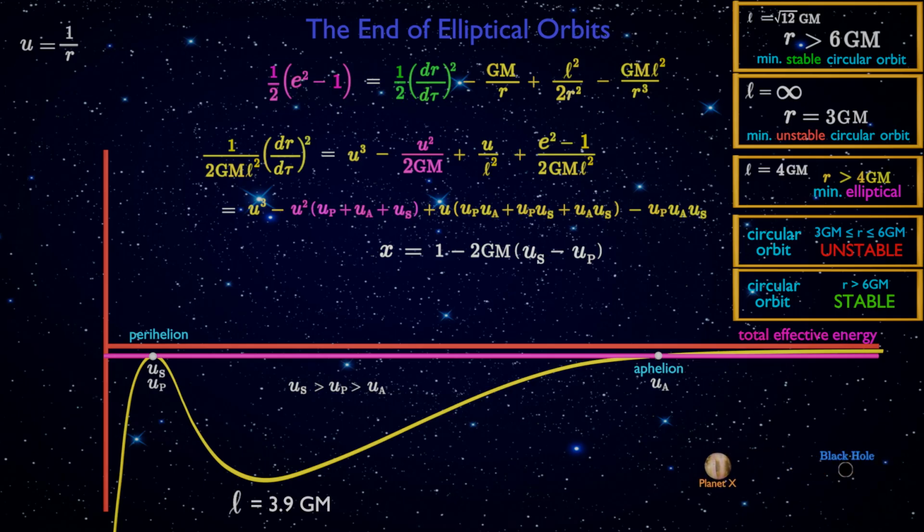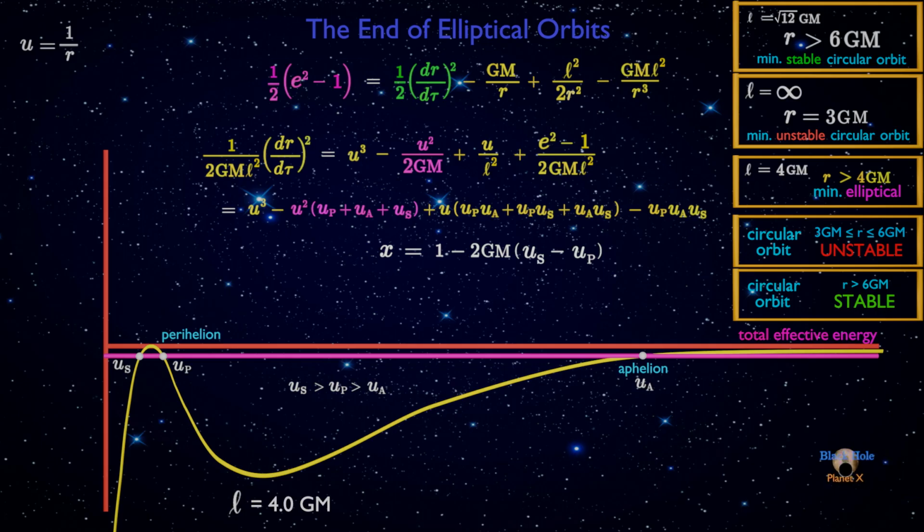So the method we used in the last video for calculating the precession of Mercury's perihelion works for any and all possible elliptical orbits. However, in cases where uS and uP are close together, and they can be arbitrarily close together if the angular momentum is less than 4 GM, many terms in the binomial expansion will be necessary for reasonable accuracy.